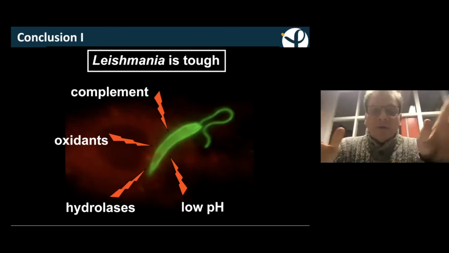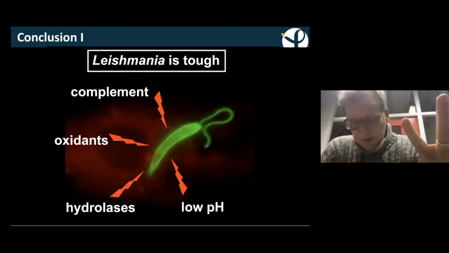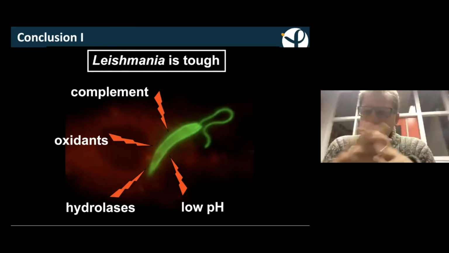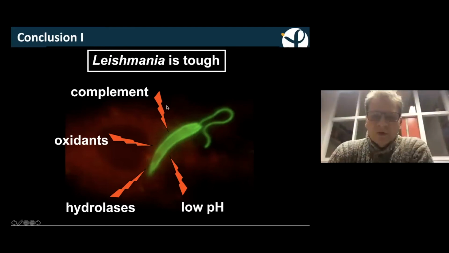So a first conclusion, and this was the longer part, of course, the rest will be fast. What we showed is that Leishmania is really tough. And the secret of Leishmania toughness is its sugar coat. And so this sugar coat allows the parasite to already resist against the blood complement and also to resist against these very toxic oxidants, which then allows the parasite to survive in the macrophage.